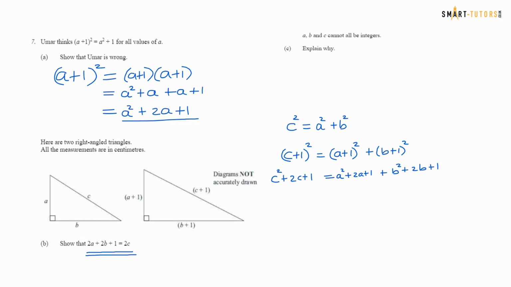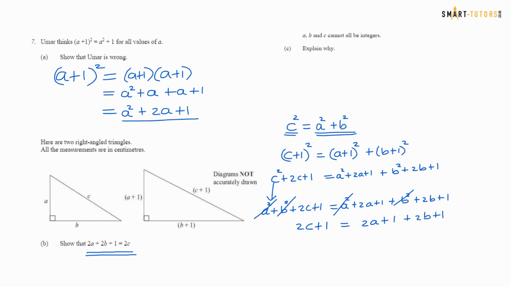I'm going to substitute c squared equals a squared plus b squared. So instead of this c squared, I substitute a squared plus b squared plus 2c plus 1 equals a squared plus 2a plus 1 plus b squared plus 2b plus 1. A squared cancels. B squared cancels. So 2c plus 1 equals 2a plus 1 plus 2b plus 1. I can cut further, one of the plus 1 cancels. So 2c equals 2a plus 2b plus 1. That's what they're asking you to prove. So that is the second part answer.